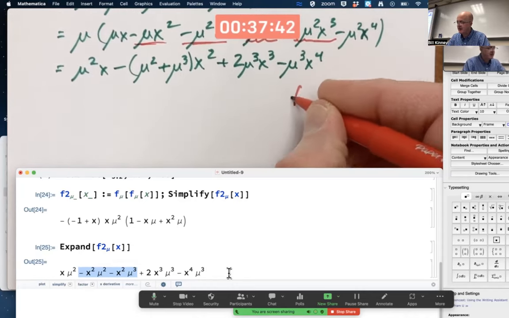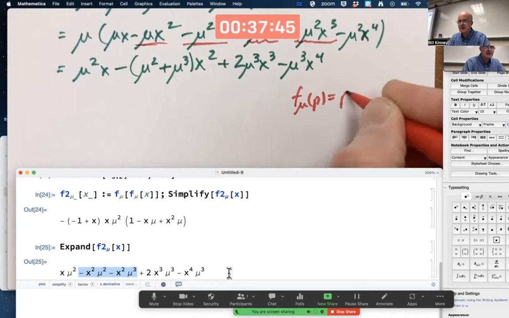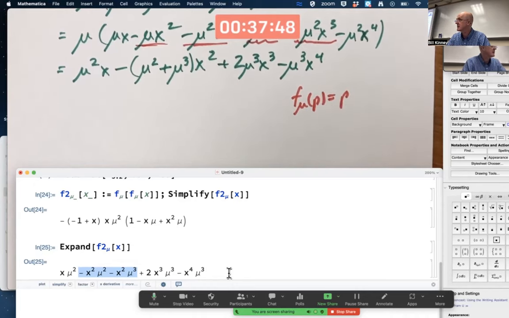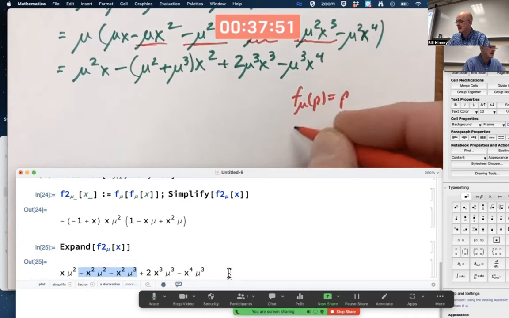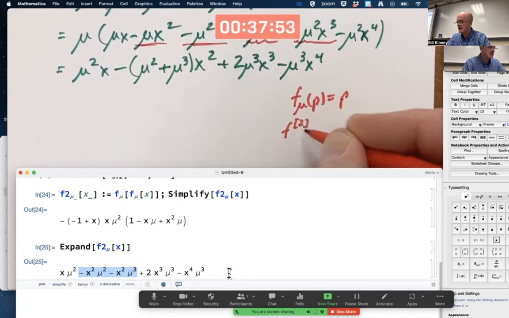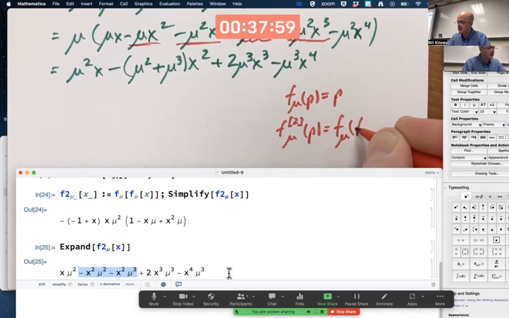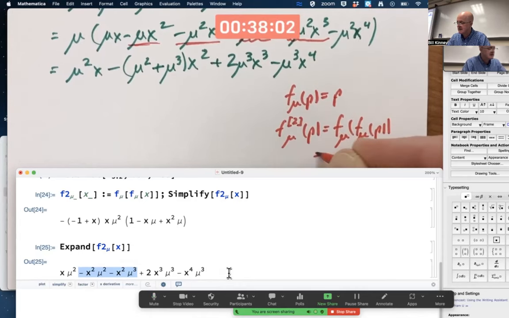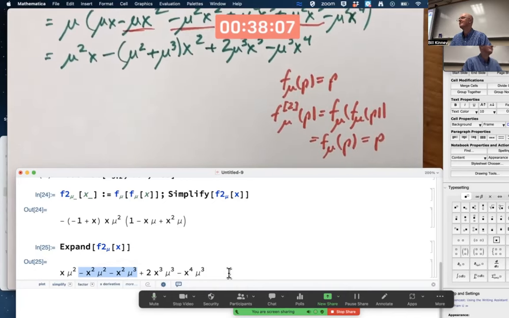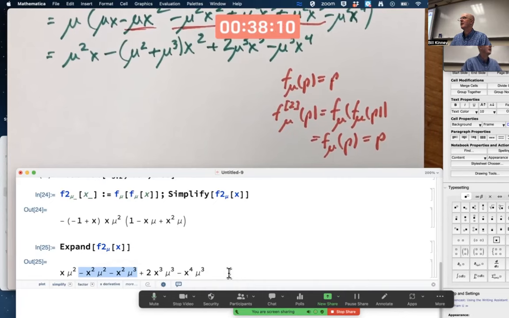If P is a fixed point of f, then it's also going to be a fixed point of f2. Because if you compose f with itself, when you plug in P, you'll still get P. So fixed points of f mu are also fixed points of f2 mu. But we also have these new points.